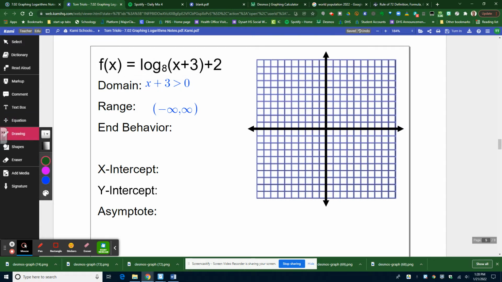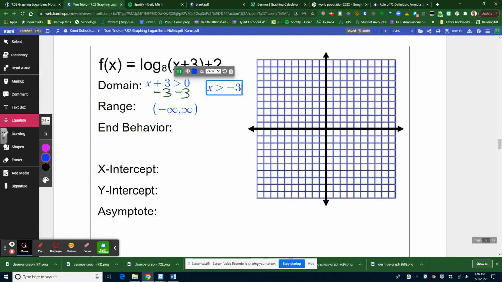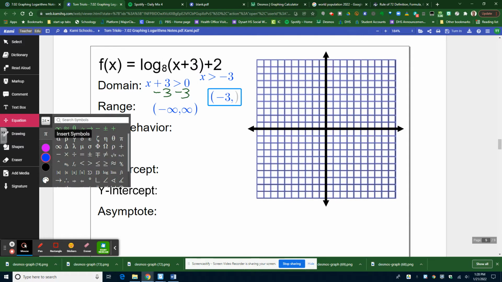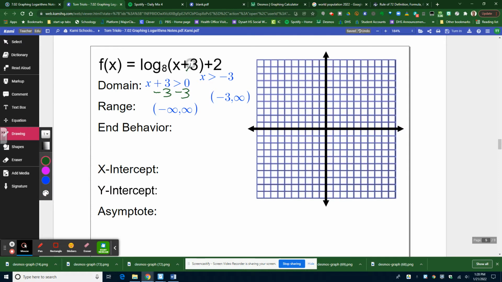If you're a little confused, just look up here. That means the domain doesn't start at 0 now. It starts at negative 3. Because right here, remember h is always the opposite of what you see. So if you see a positive 3, h is negative 3, which means move to the left.